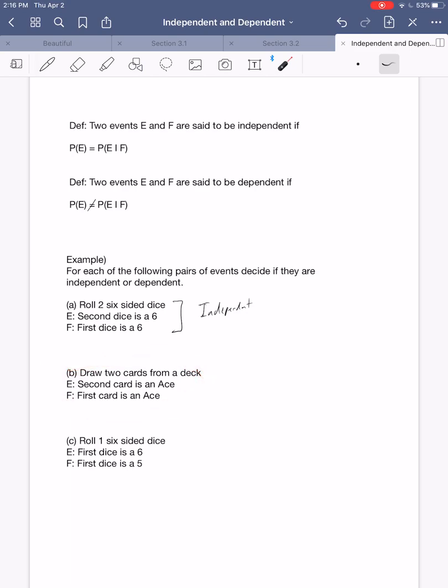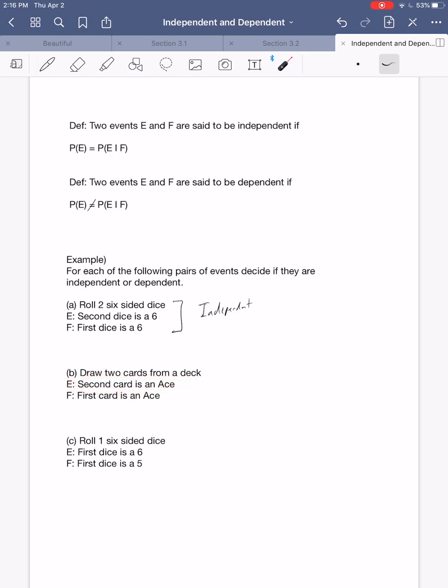So now, instead of rolling two dice, we're going to draw two cards from a deck. So event E is that the second card that we pull out is an ace, and event F is that the first card is an ace. So again, we're thinking here: if we know that first card is an ace, so we pull a card out, look at it, and see that it's an ace, does that change the probability that the next card is an ace?